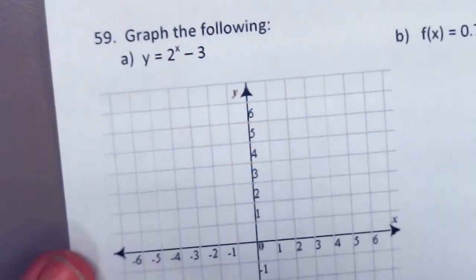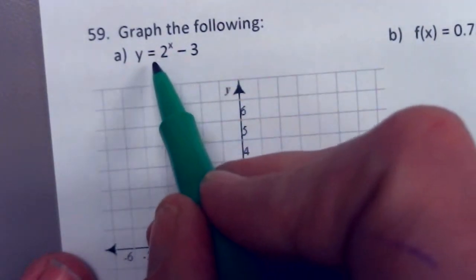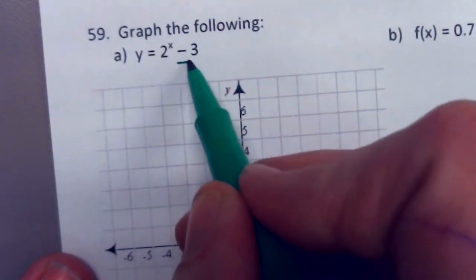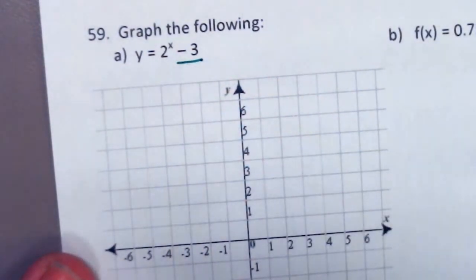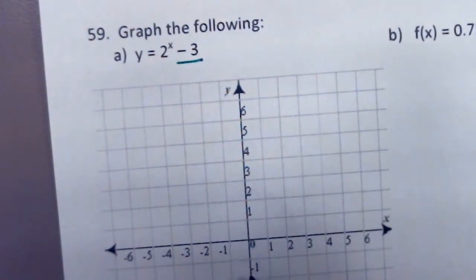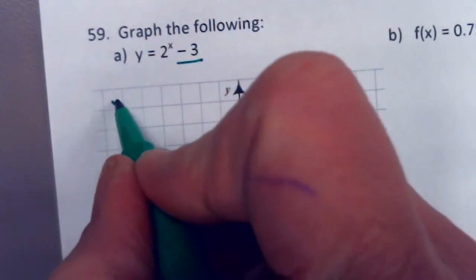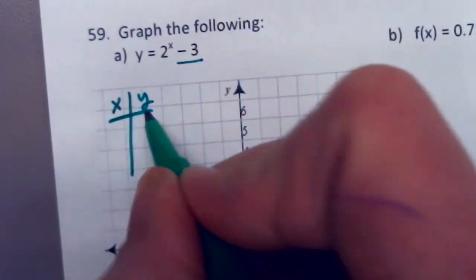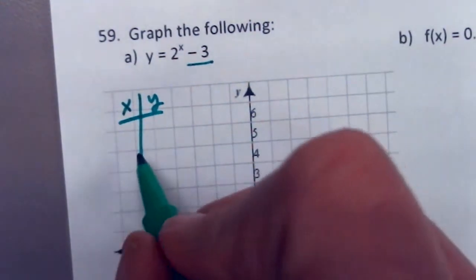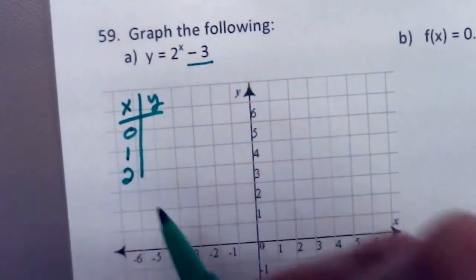Okay, now to actually do some graphing. 59. First of all, y equals 2 to the x minus 3. So the graph is shifted down 3, to negative 3. So right here. Now all we need to do is put in some values for x, figure out what y is, and plot them. I think I'm going to go 0, 1, and 2.